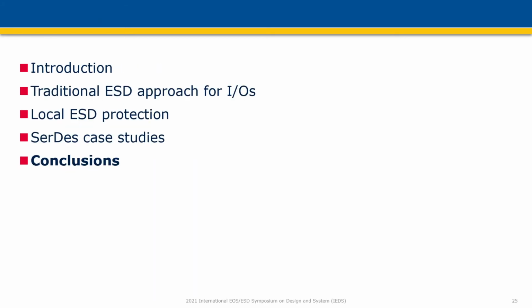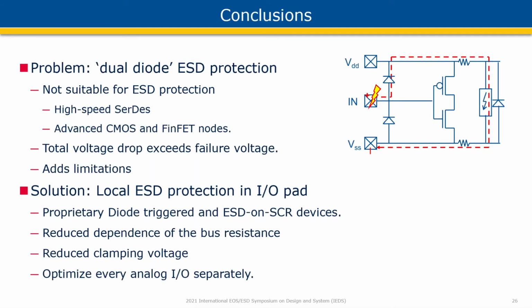We now move on to the conclusion. In this presentation, we first talked about the problem. Conventional dual diode ESD protection is not good enough for high-speed SerDes on advanced CMOS and FinFET nodes. The total voltage drop exceeds the failure voltage. We then presented our solution. We used local ESD protection in the I/O pad. We supported several projects based on our proprietary diode-triggered SCR and ESD on SCR devices.